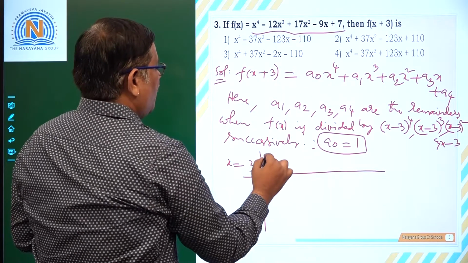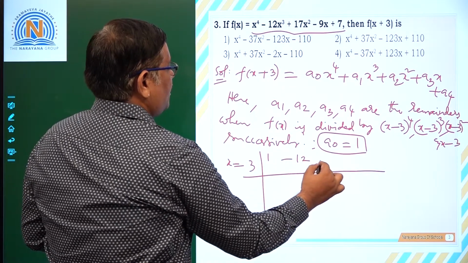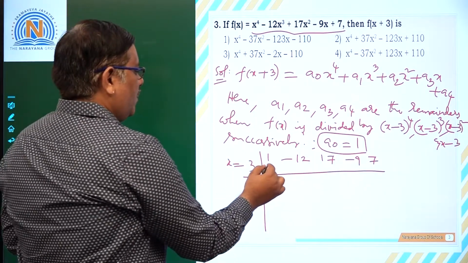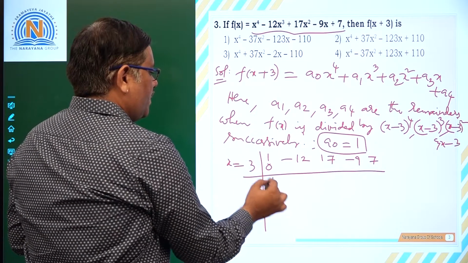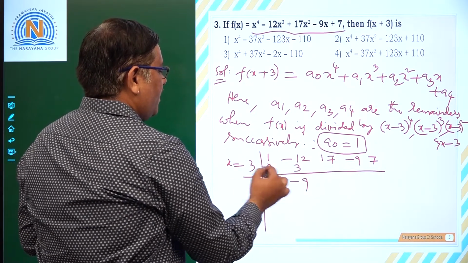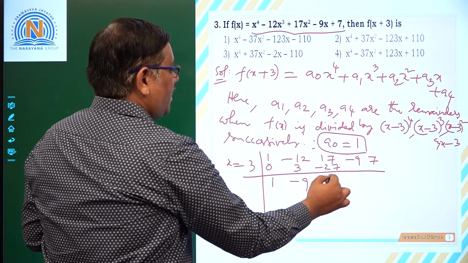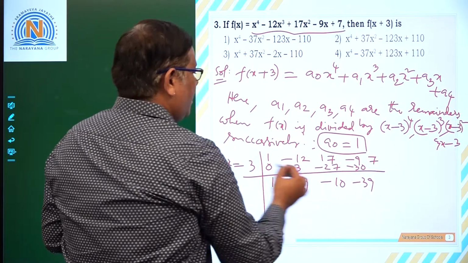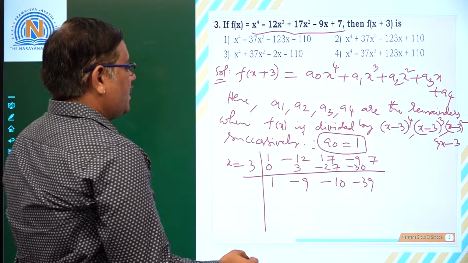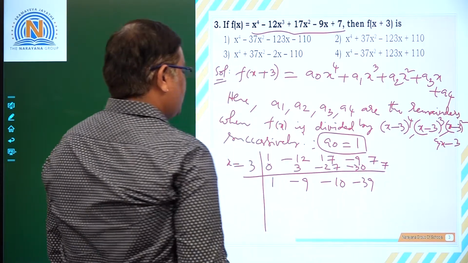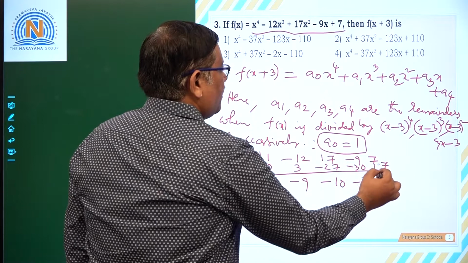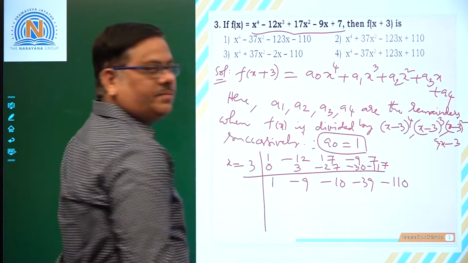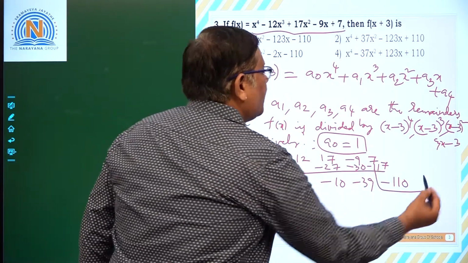What are the coefficients we have? 1, minus 12, 17, minus 9, 7. Right? Now, let us do Horner's division as usual. 1 plus 0 is 1, 3 ones are 3, minus 12 plus 3 is minus 9. 3 nines are 27, 17 minus 27, so the difference is minus 10. 3 into minus 10 is minus 30, so this is minus 39. 3 into minus 39 is minus 117. Add up these two, you get minus 110. This is one of the remainders.